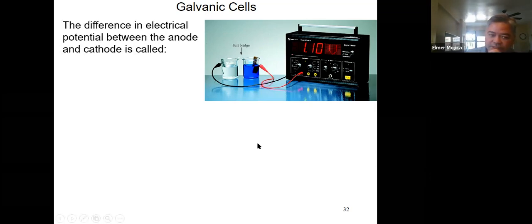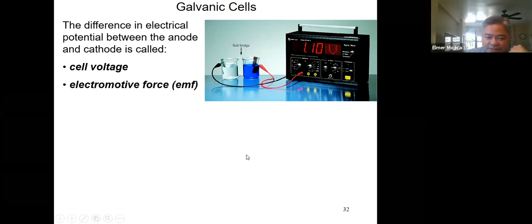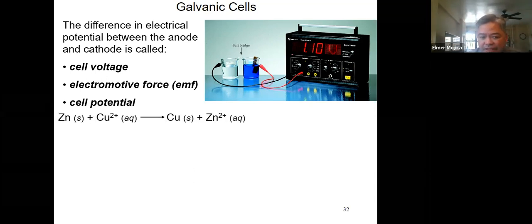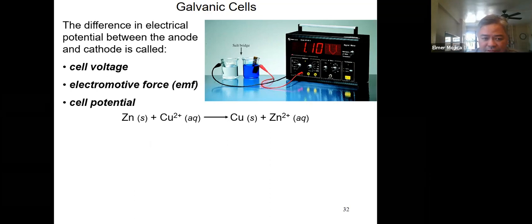So when we have a galvanic cell, usually we have two reactions happening at the same time, and those two reactions are your oxidation and reduction reactions. What they do is produce an amount of energy that we can term as cell voltage, electromotive force, or cell potential. Okay, and we already discussed the anode and the cathode.